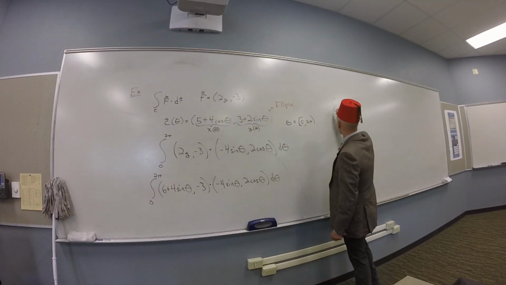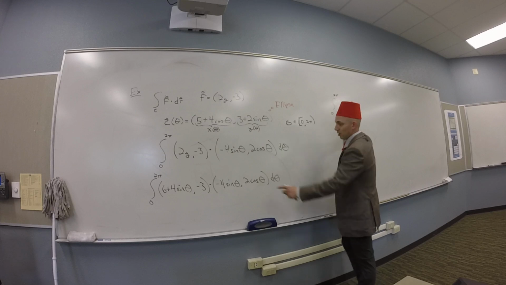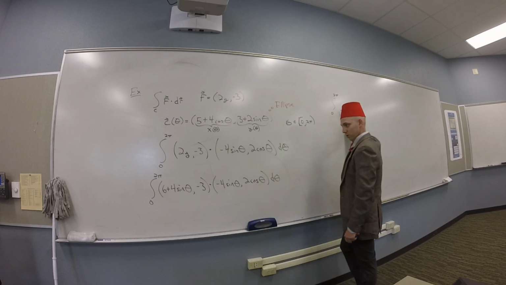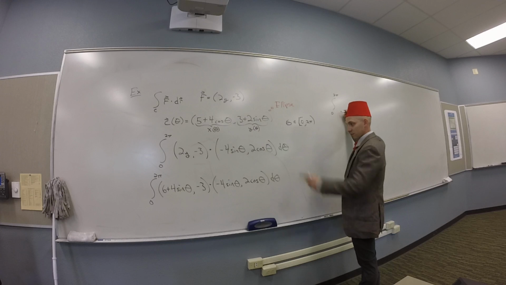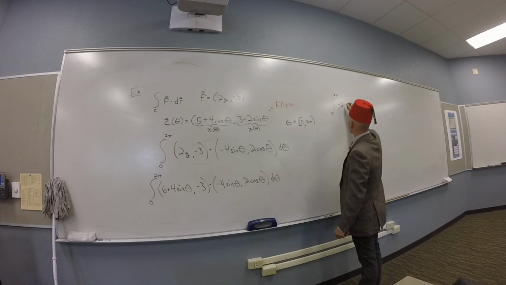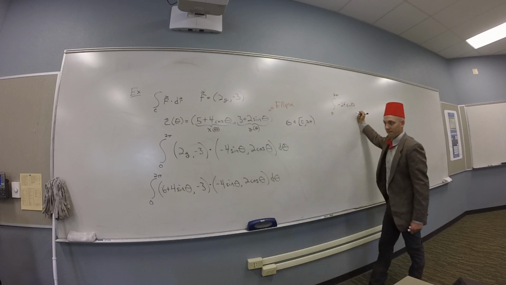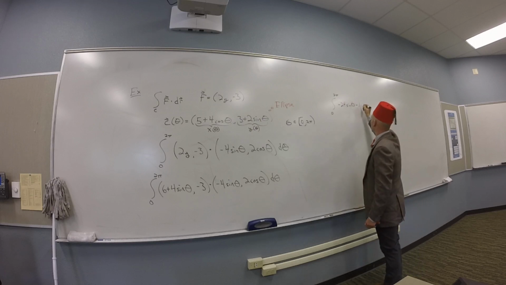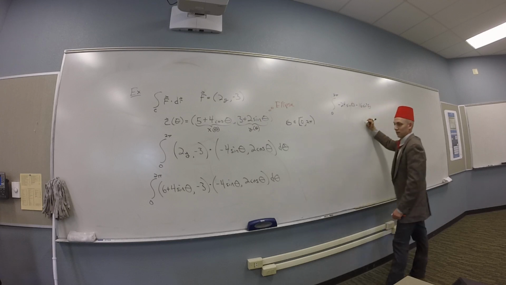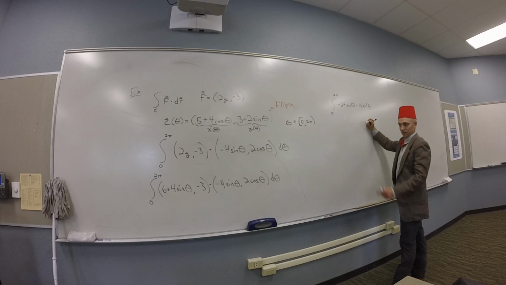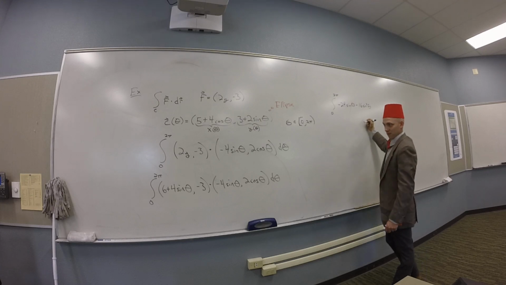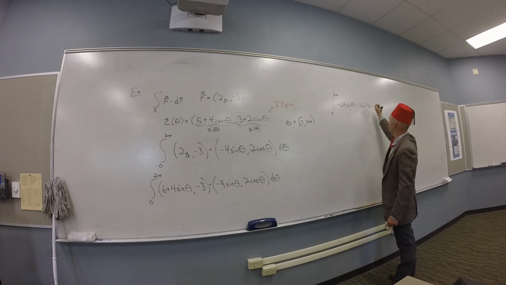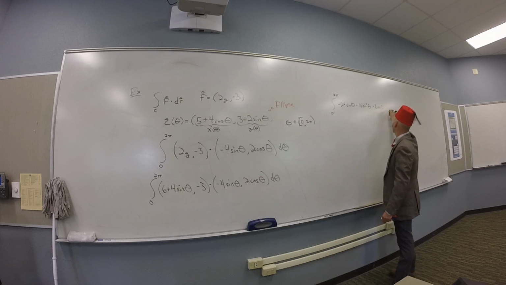Okay, so I got the integral from 0 to 2 pi of, whoa, nasty stuff. I think I got a negative 24 sine theta, minus 16 sine squared theta, in parentheses, minus 6 cosine theta. Oh, yeah, I guess we can just ignore that. d theta.